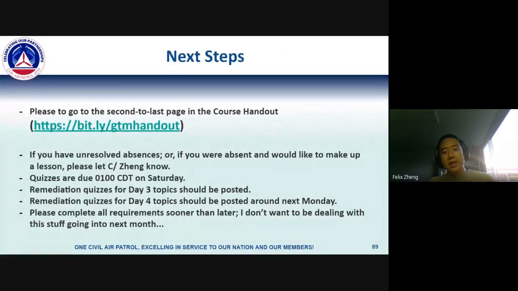So, this being the last lesson, there are some next steps that we would like you to take or to verify. This is the course handout. It's the same document that we've been referencing the entire time. And there, at the second to last page, there are next step instructions. Stuff that I want to emphasize.